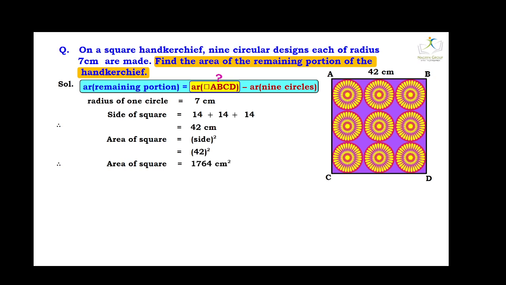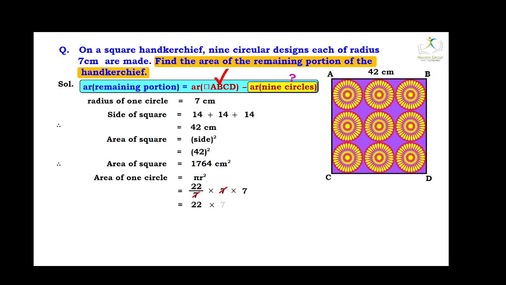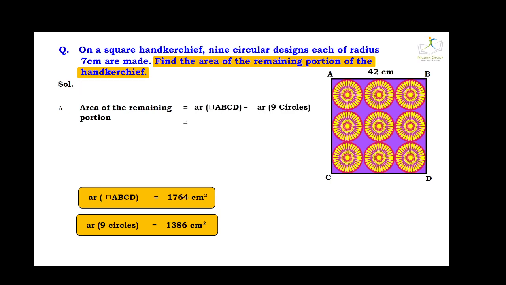We want to find the remaining area after taking out the 9 circular designs. So we have to find the area of the circle 9 times. Pi r squared, r is 7. It's very simple. We get 154 as 1 circle area. We have to multiply by 9. So that is the 9 circles' area. This has to be subtracted from the square. Then we can get the remaining portion in the handkerchief. So I think you understand the concept of how to do the problem.